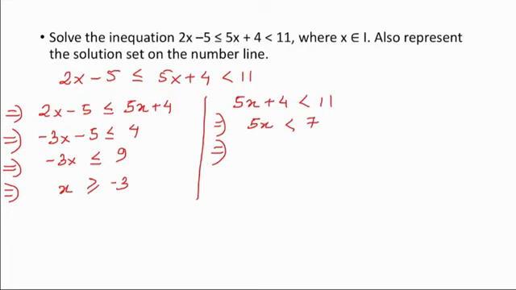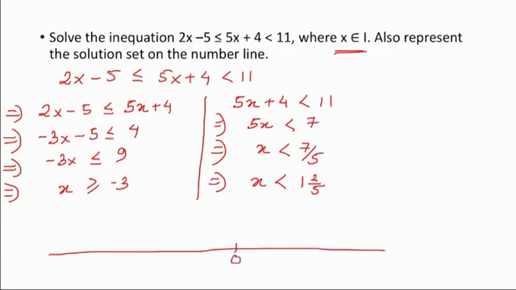So now we want to get the value of x, so we divide both sides of this inequation by the coefficient of x, that is 5. So 5x, so we get x less than or equal to 7 over 5, and since it says that x belongs to integer, we will write it in mixed form, that is 7 over 5 is 1 whole 2 over 5. So x less than 1 whole 2 over 5, x greater than or equal to minus 3.